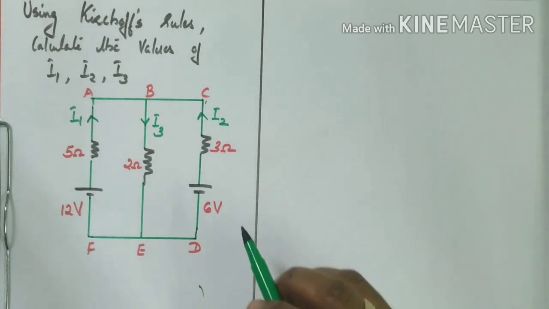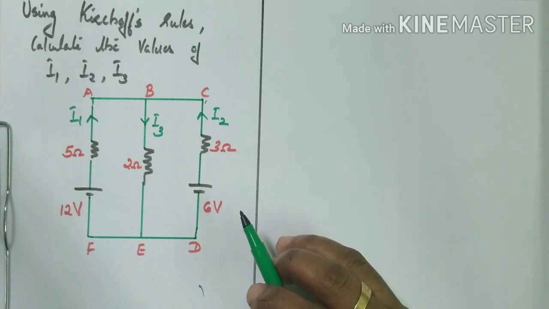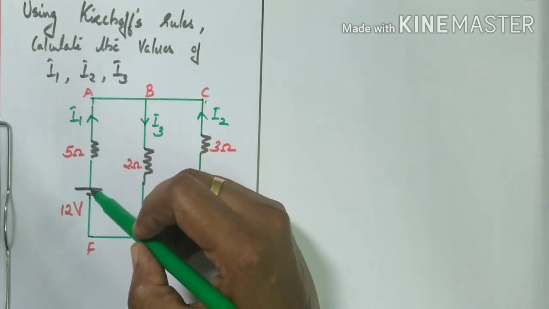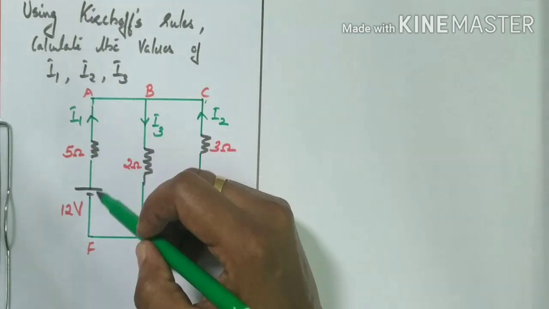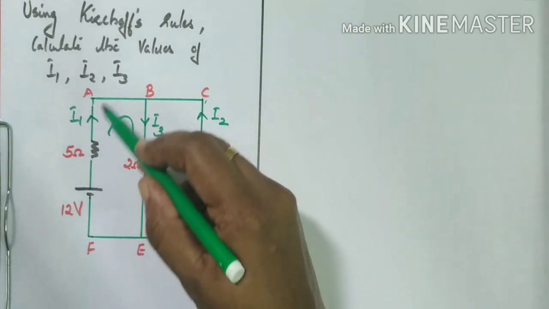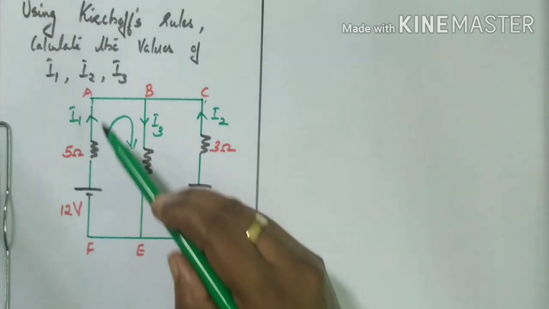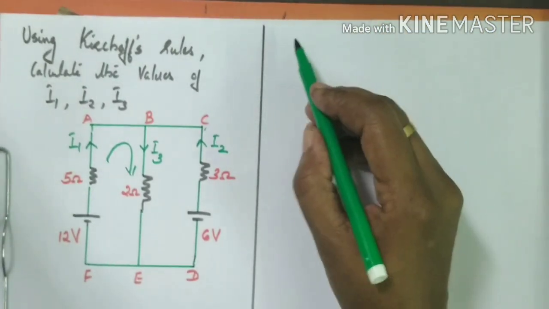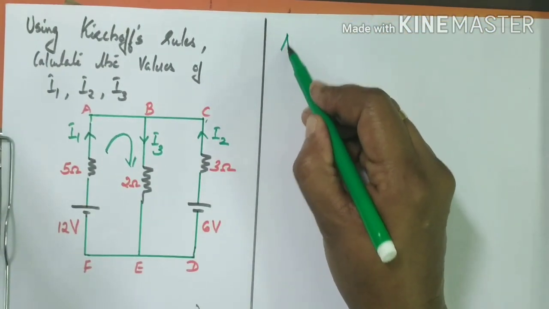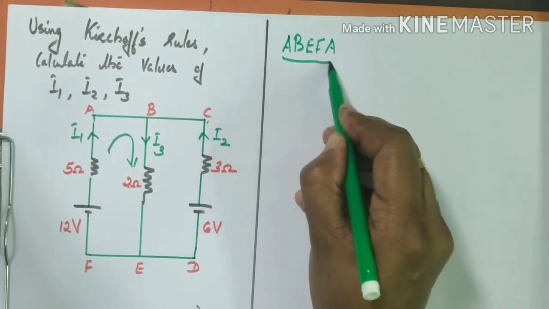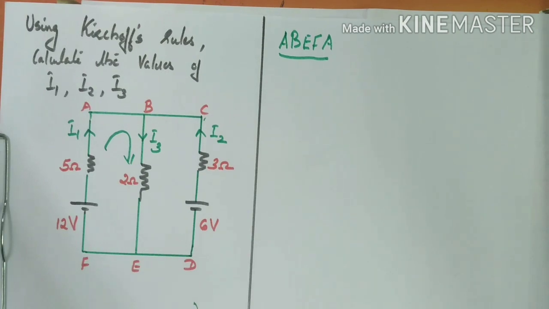In order to apply Kirchhoff's rule, we have to assume a direction of current. It can be clockwise or anti-clockwise. Here I have taken the clockwise direction because the cell is there, no? So the direction of current is from positive to negative. Here the assumed direction, let it be from positive to negative, that means clockwise, through the loop A, B, E, F, A. For the loop A, B, E, F, A, how will you apply Kirchhoff's rule?